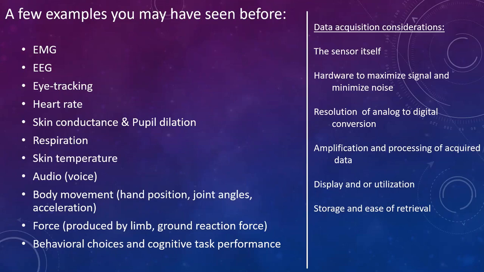And it may be that you want to display a signal and you want it to be a nice smooth trace. So you would have to take a couple of samples of your signal and average those together over time so that it creates a more smooth trace with less noise. And of course, that also plays into this next one, display and or utilization and eventual storage of this data.